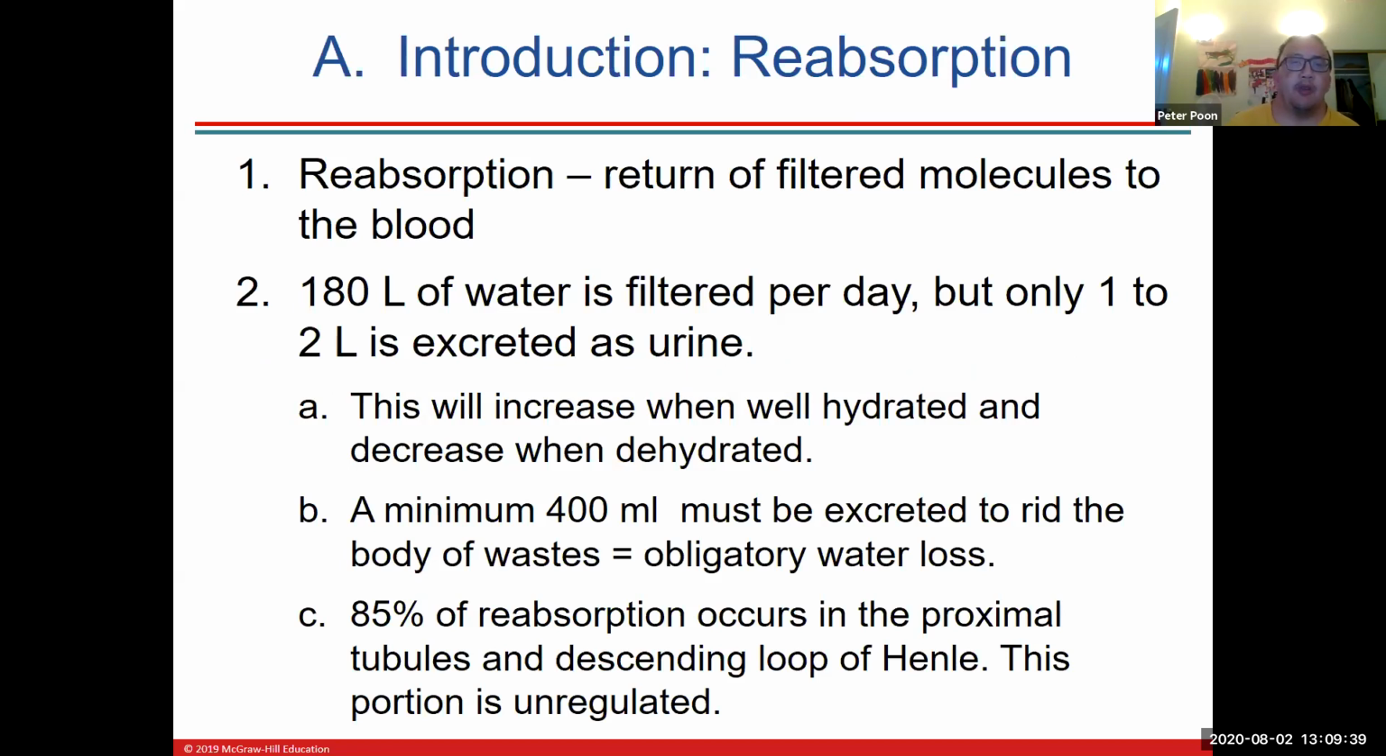Reabsorption, the amount of filtered molecules in the blood. So what leaks out is water, salt, urea, proteins, sugars, amino acids, small proteins. All come out because they can fit through the hole. So you filter out 180 liters of water per day, but only 1 to 2 liters is excreted as urine.